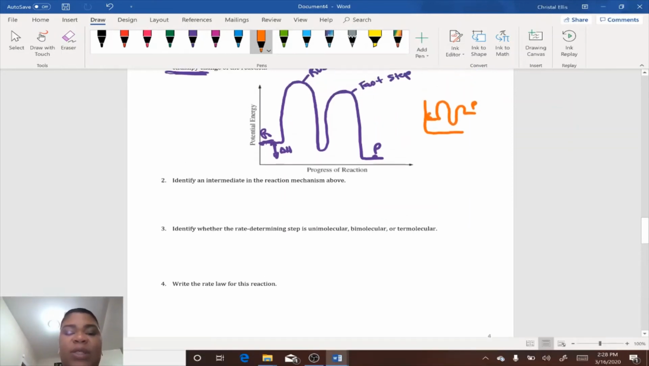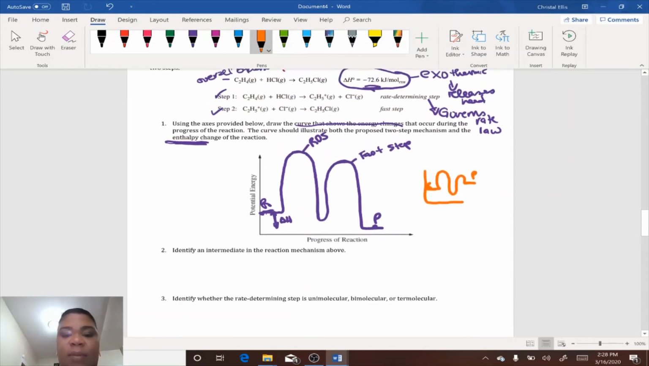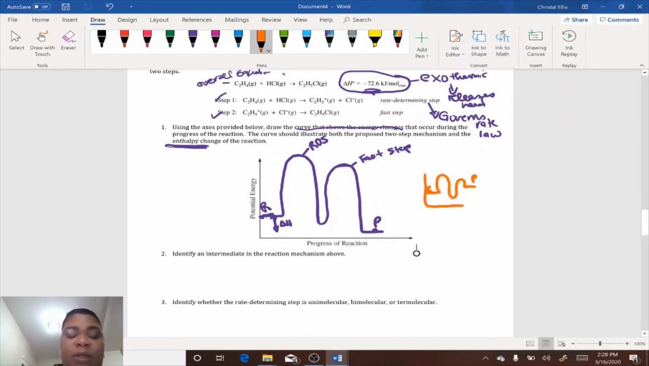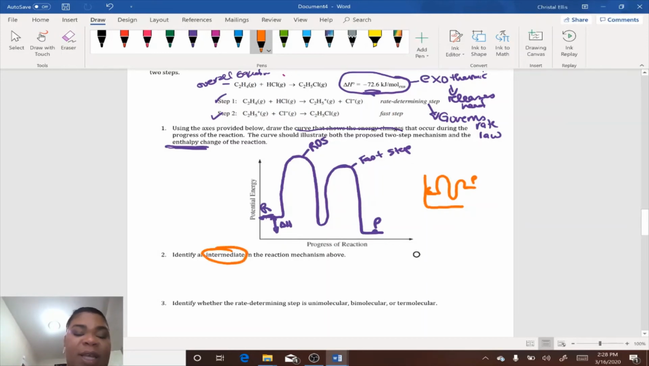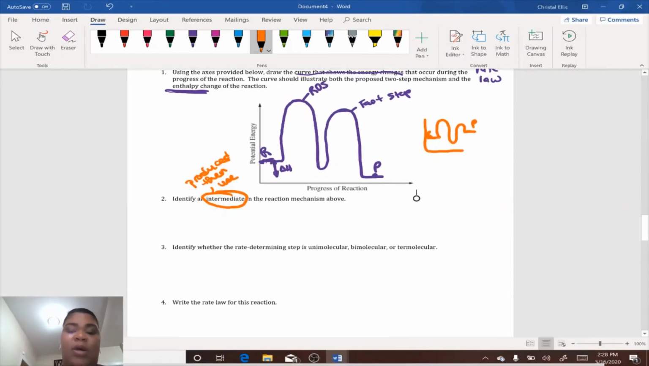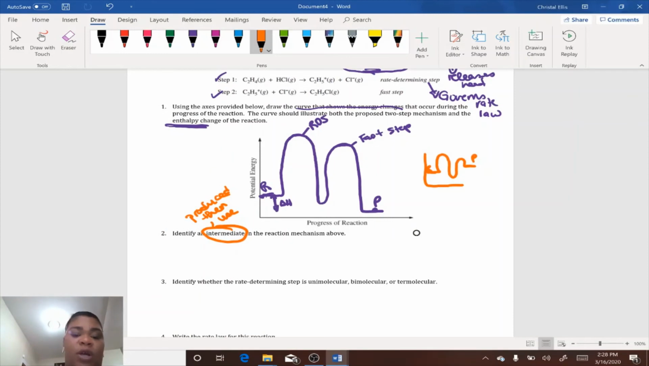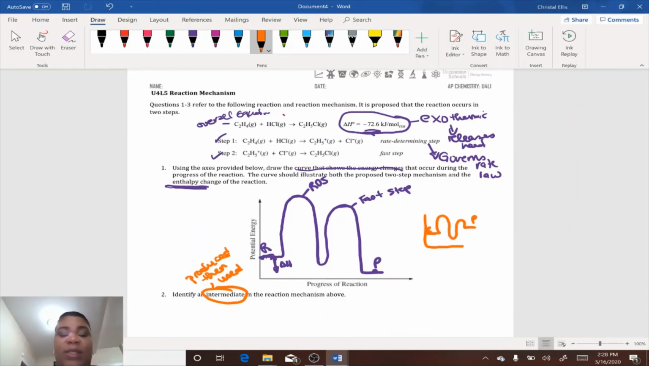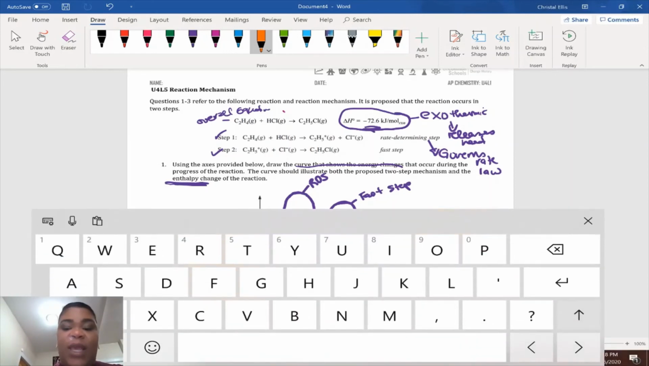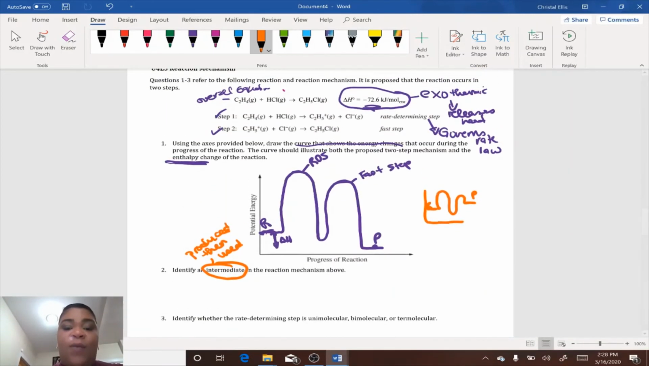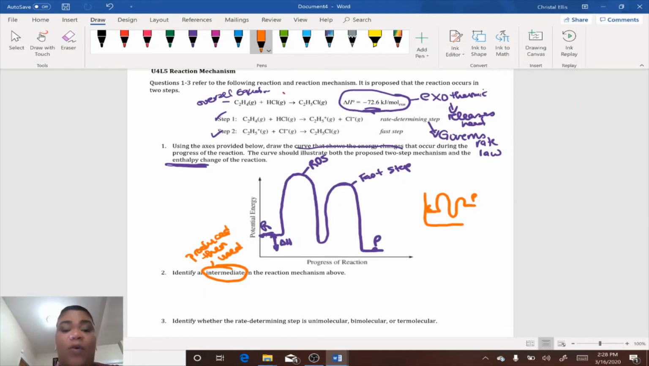Now, the second question says, identify an intermediate in the reaction mechanism above. To figure that out, we need to know what our intermediates are. The definition of an intermediate is that it is produced in one step, then used in another step. Produced, then used. The key to doing this is that we need to keep in mind that we're not disrupting any of our reactants or products that belong to the overall equation.